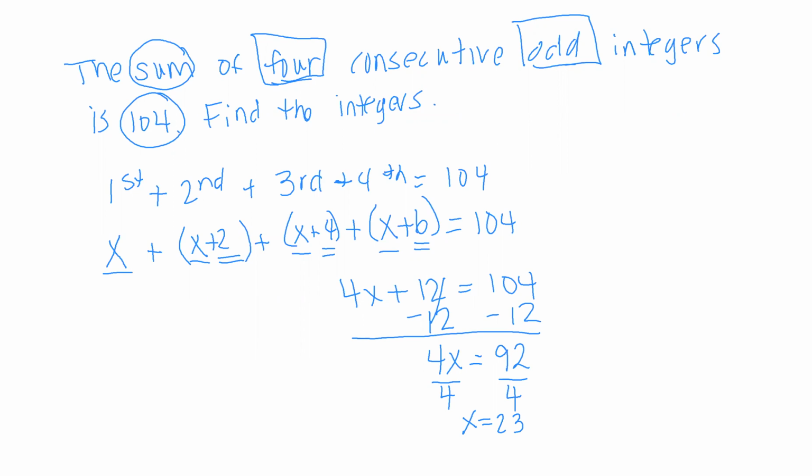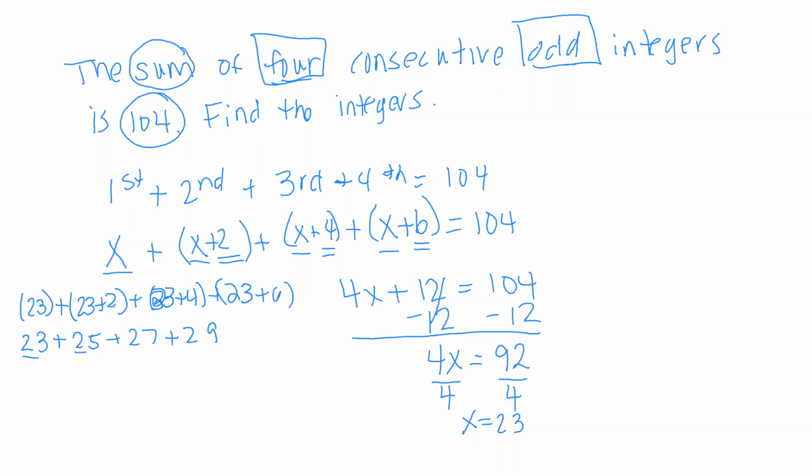So our first integer was 23. Our second integer was 23 plus 2. And then we had 23 plus 4. And then we had 23 plus 6. So let's see what these are. We get 23. 23 plus 2 is 25. 23 plus 4 is 27. 23 plus 6 is 29.